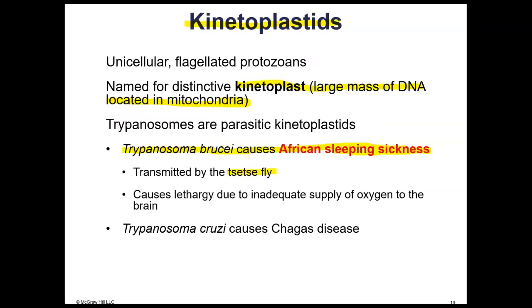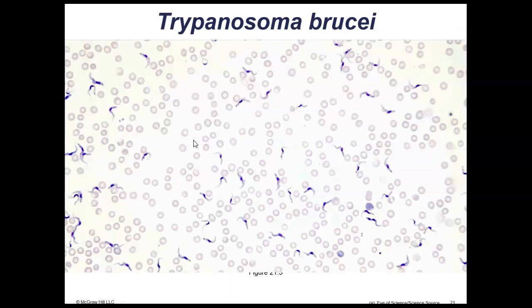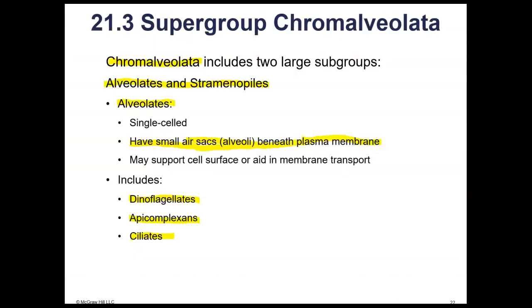And the kinetoplastid example is Trypanosoma brucei, or Trypanosoma gambiense. The second word of the scientific name doesn't really matter that much. Make sure you know it as Trypanosoma. Trypanosoma causes African sleeping sickness, and it's transmitted by the tsetse fly. So it's a kinetoplastid. And that's a picture of it. And under the microscope, it looks like a wavy purple worm scattered among the red blood cells. Here you can see more what it would look like in our lab under our microscopes.